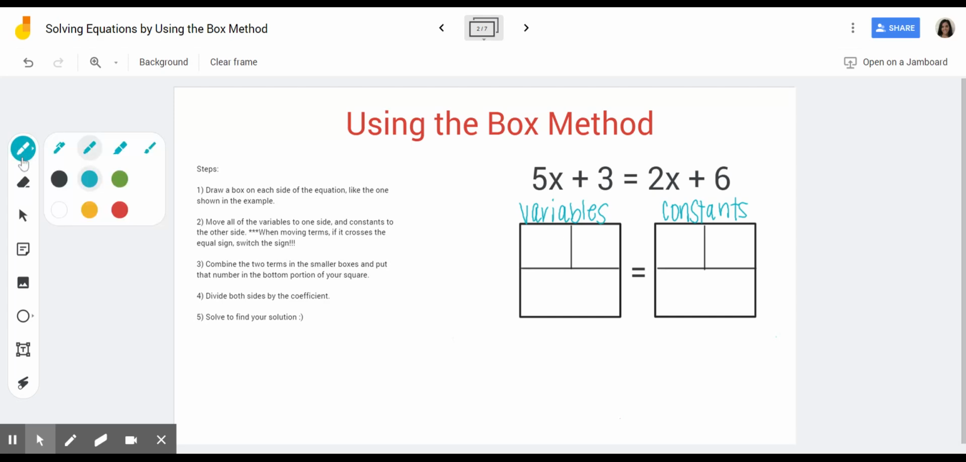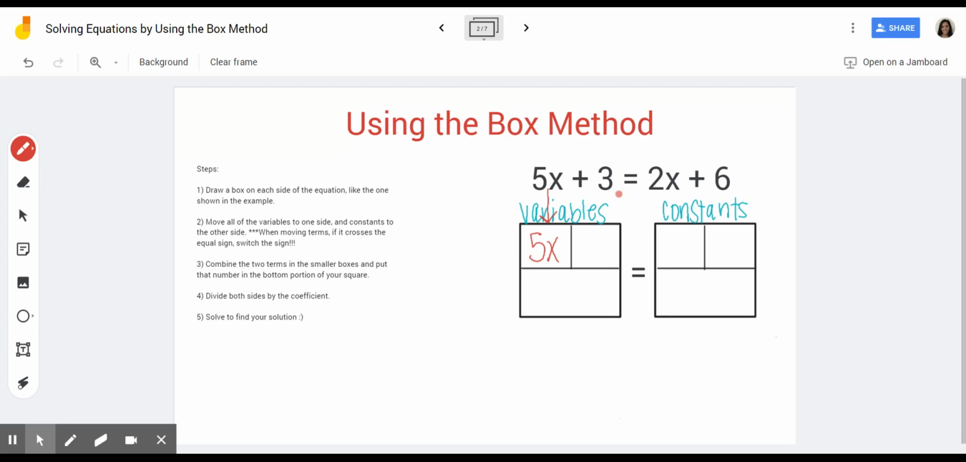So let me go ahead and get started. I already drew my boxes. Now I'm going to look at my equation to determine where each term is going. The first term I have is 5x. 5x has a variable. The variable is x. Remember, the variable is the letter. Anything with a letter goes on this side. Anything without a letter goes on the opposite side where it says constants. So 5x has a letter, so I'm going to drop it down.